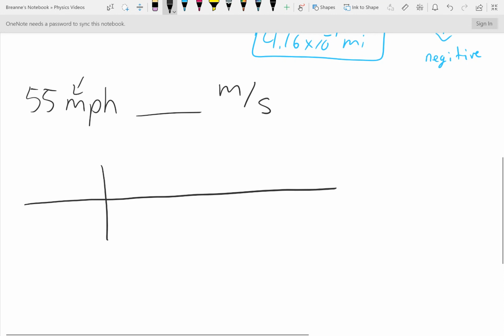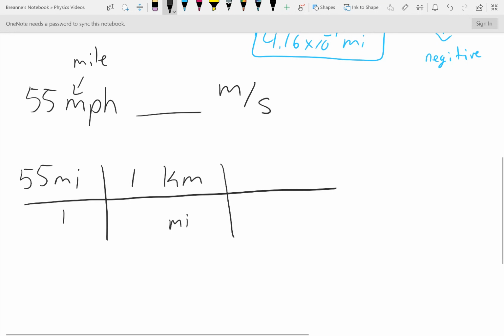So we're going to do 55 miles. We're not going to worry about the per hour right now. We're just going to focus in on the miles, so we're just going to put a 1 right there. We don't want miles, we want meters. But if we look in our chicken duck, there's not a direct miles to meter. But there is a mile to kilometer.